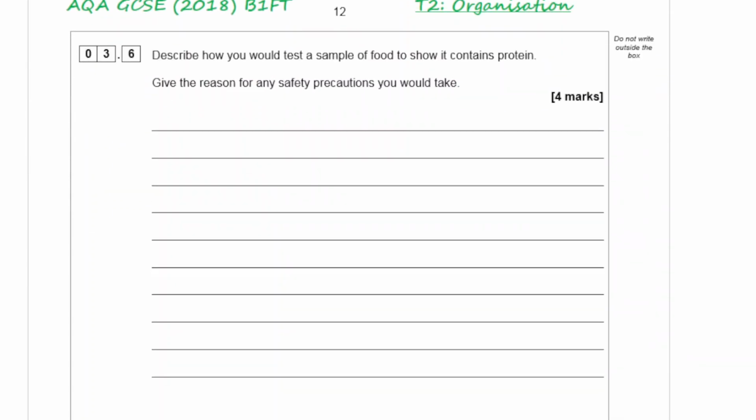Question 3.6. Describe how you would test a sample of food to show it contains protein. Give the reason for any safety precaution that you would take. Now, before I continue, it's worthwhile going through different food tests because it's a required practical, right? So this question is part of a required practical. Although they're only asking for tests for protein, let me quickly go through the main food tests for 4 different things, and then we'll come and answer this.